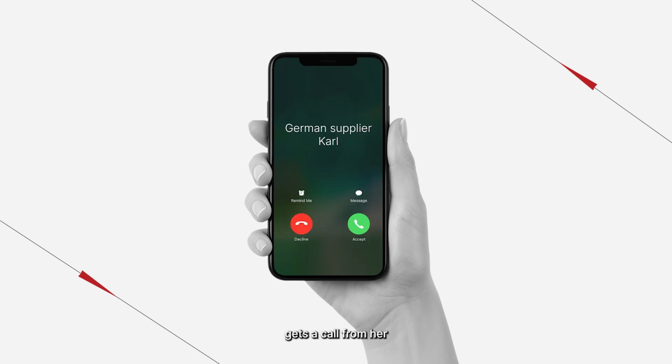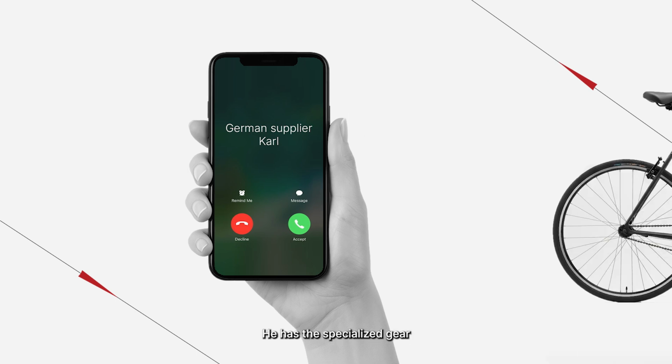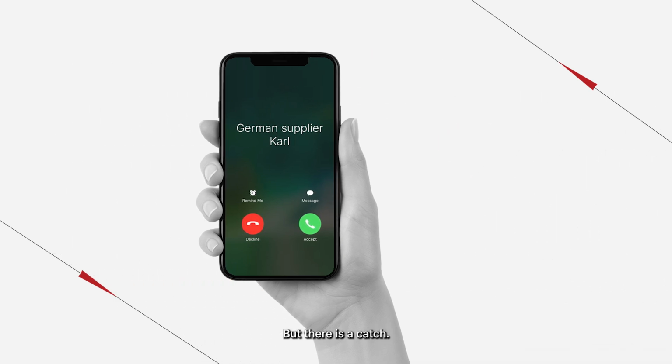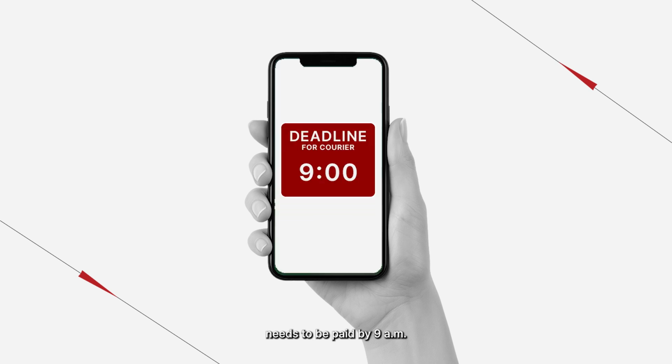That morning, Rose gets a call from her German supplier. He has the specialized gear she needs, and he can deliver by Monday. But there's a catch. The supplier needs to be paid by 9 a.m. or the shipment won't go out.